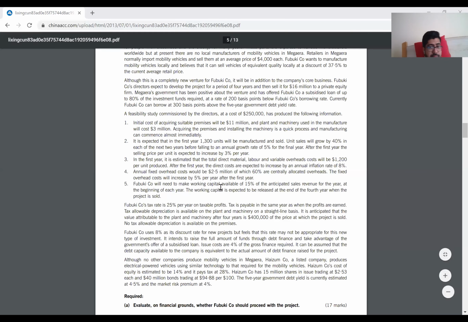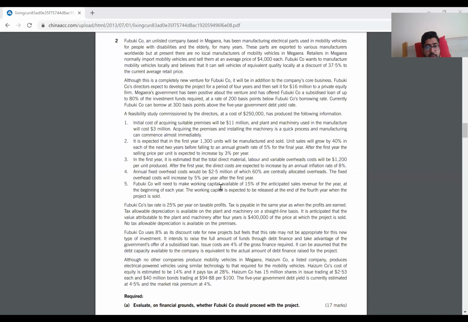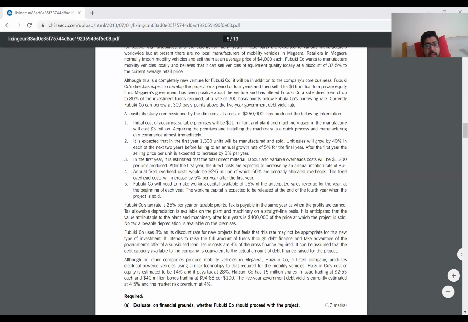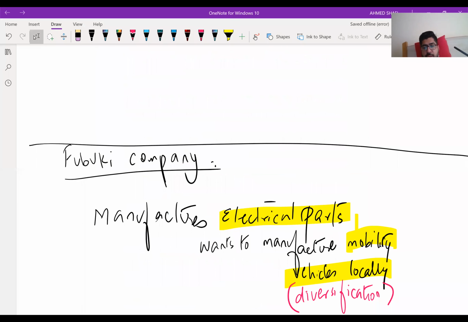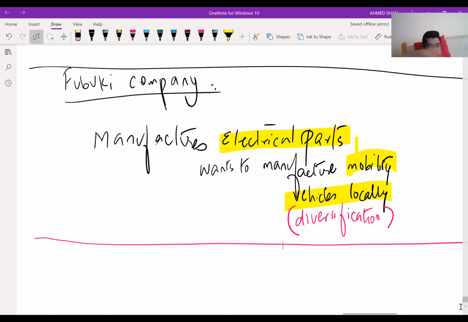Okay, let's start the solution. Now the question is open. It is asking to evaluate on financial grounds whether Fubuki should proceed with the project. So whenever the question asks you to evaluate whether we should proceed with the project, we usually find NPV.